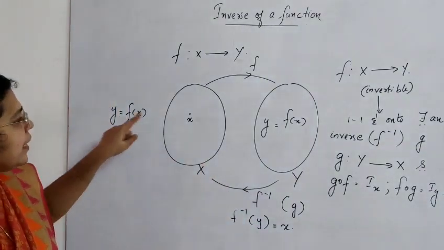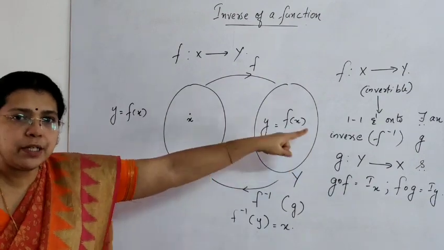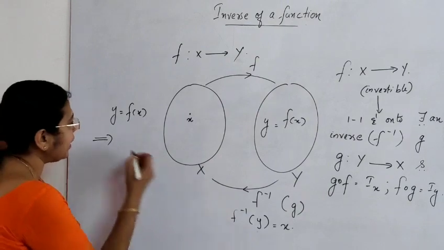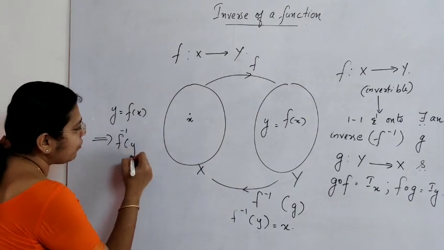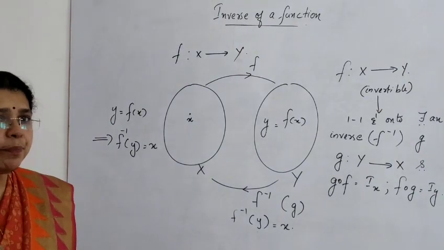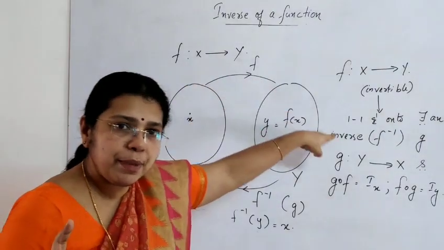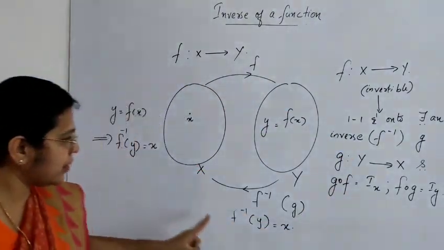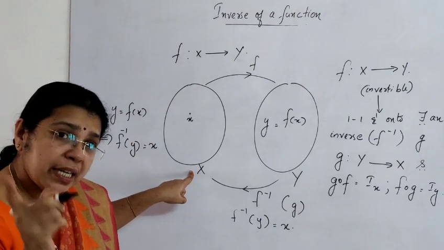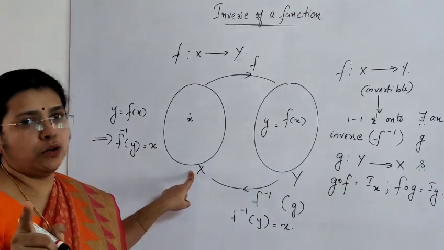So here I can say that y is equal to f of x. This simply implies f inverse of y is equal to x. Am I clear on that? This is a very important point which you have to keep in mind. f is a function from X to Y. The inverse is from Y to X, if it exists. If it exists, it is invertible, and invertible means it is one-one and onto.